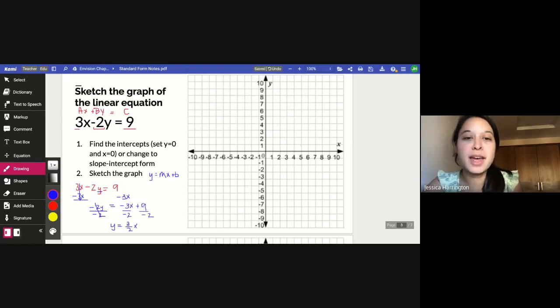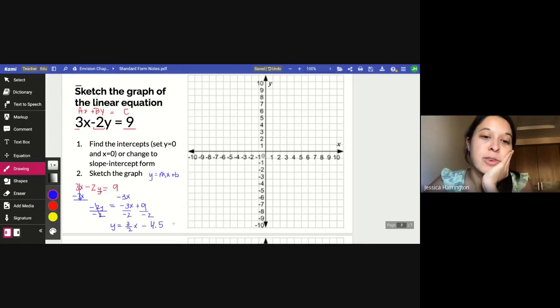And then what is 9 divided by negative 2? I can leave it negative 9/2 if I want to, or I can write it as a decimal, negative 4.5, which I'm going to do because it's going to be more helpful for graphing. So now that I have my slope-intercept form, I can graph.